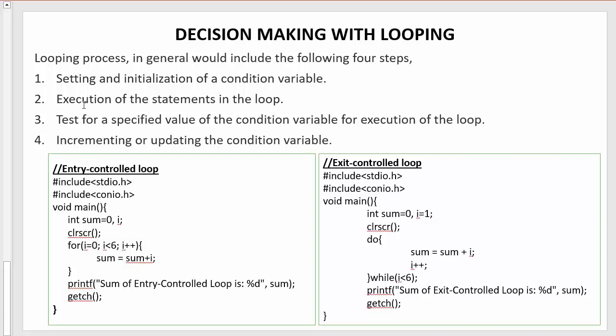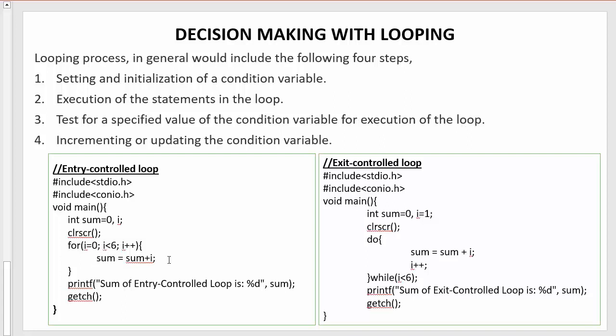Next is execution of the statements in the loop. Once the value gets initialized to the condition variable, the condition gets checked. If this condition becomes true, then this statement gets executed: sum = sum + i. This is the inner part of the loop. That's what the second point says, execution of the statements in the loop. Then, test for a specified value of the condition variable for execution of the loop.